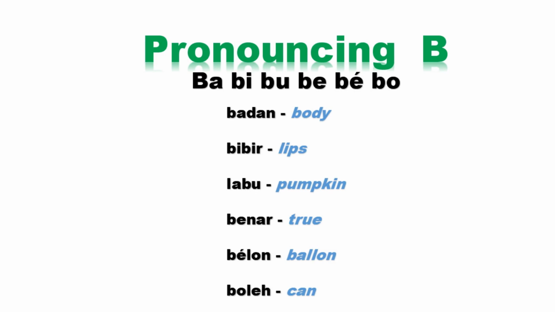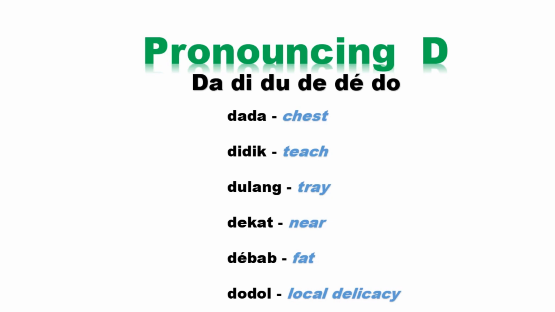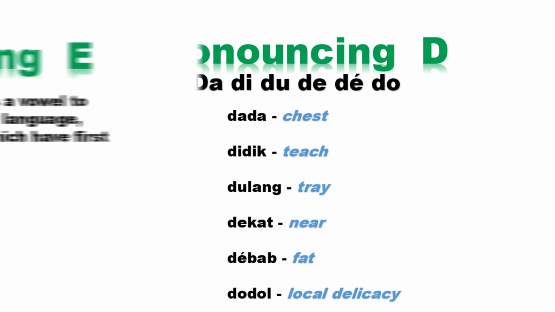Pronouncing B. For B, ba, bi, bu, be, be, bo. Badan, bibir, labu, benar, belon, boleh. Pronouncing C. For C, cha, ci, cu, ce, ce, co. Cawan, Cina, cukai, celah, cendol, comel. Pronouncing D. For D, da, di, du, de, do. Dada, didek, dulang, dekat, debab, dodol.